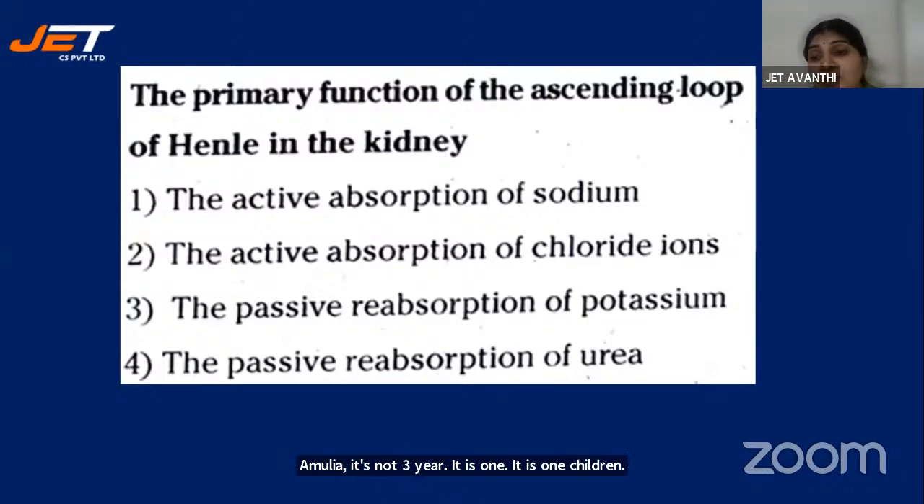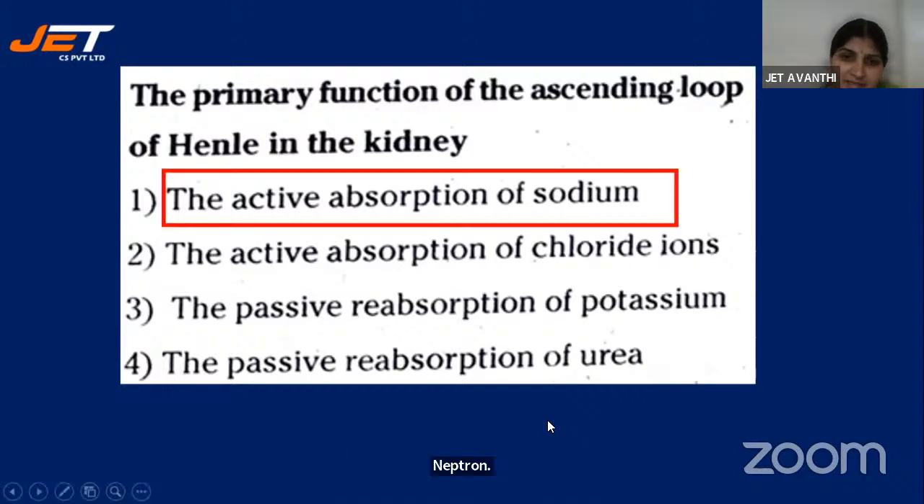Okay, it is active reabsorption of sodium. See, sodium is a major excretory ion which has to be eliminated from the blood circulation. So that is done by the ascending loop of Henle in the nephron. So, children, active absorption of sodium is the correct answer.